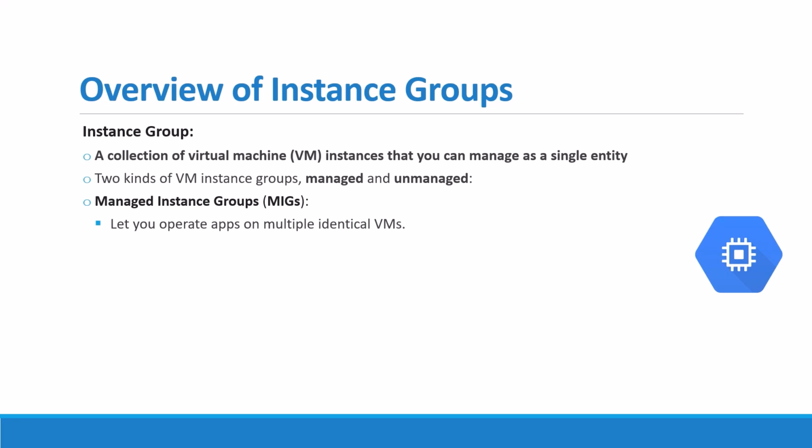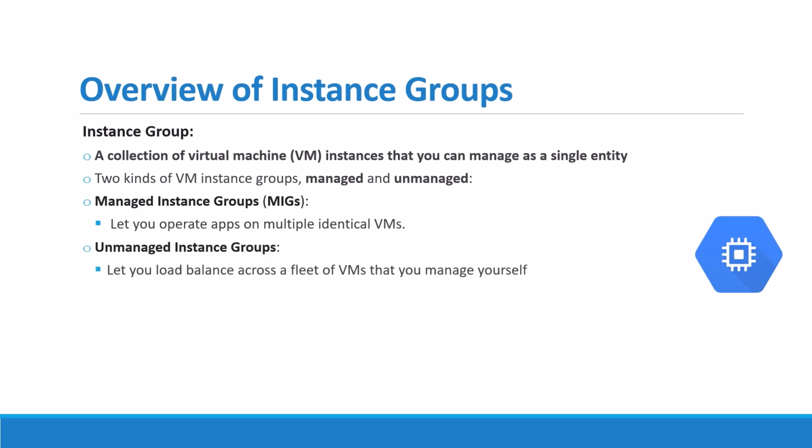So you can make your workload scalable and highly available by taking advantage of automated MIG services. That includes auto-scaling, auto-healing, regional multiple-zone deployment, and automatic updating. There are also unmanaged instance groups. Unmanaged instance groups let you load balance across a fleet of VMs that you manage yourself.